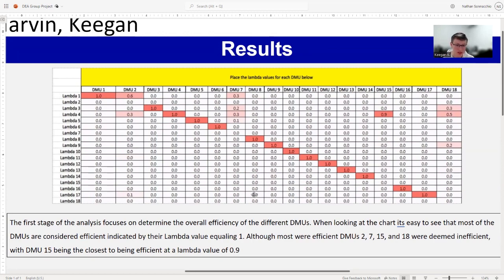Although there were some inefficiencies, specifically DMU 15 was the closest to being efficient, but still inefficient. And then there was DMU 18 that was considered inefficient, DMU 7, and DMU number 2.